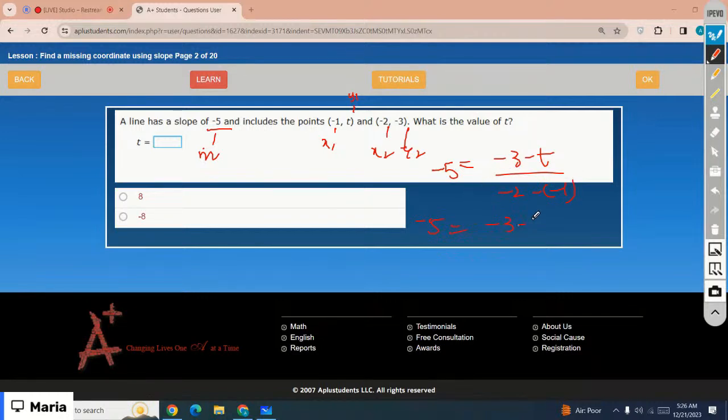Negative 5 equals negative 3 minus t divided by negative 2 plus 1, which is negative 1. Just cross multiply. Negative 3 minus t is 5, and 5 plus 3 equals negative t. 5 plus 3 is 8, so negative t equals 8. So t equals negative 8. The correct option is negative 8, right?